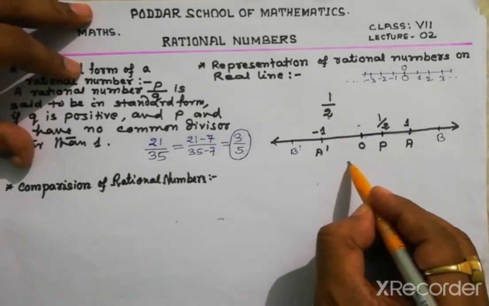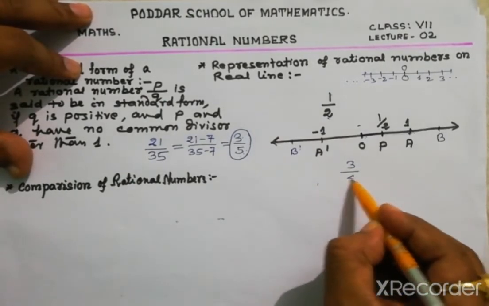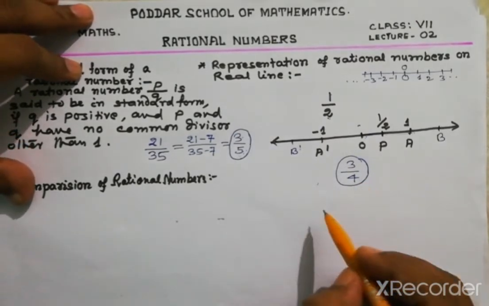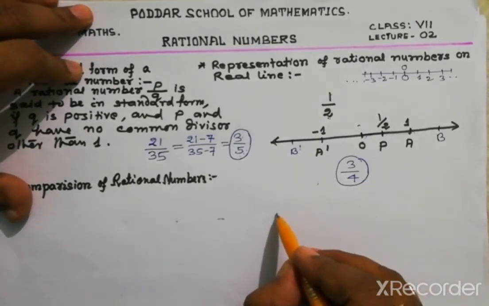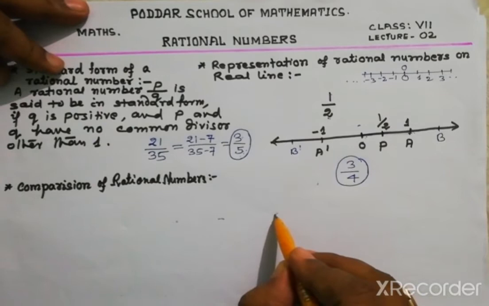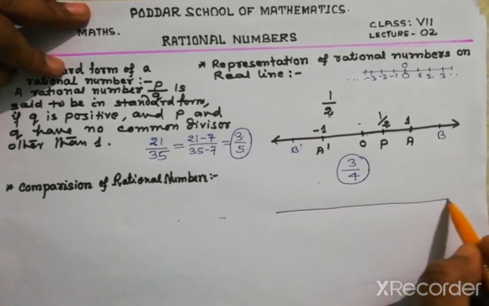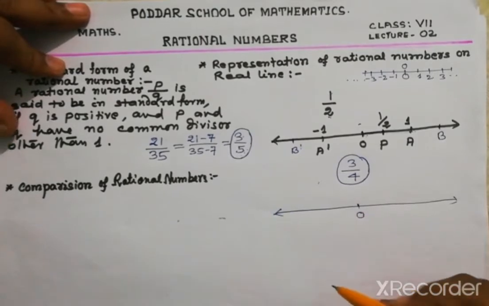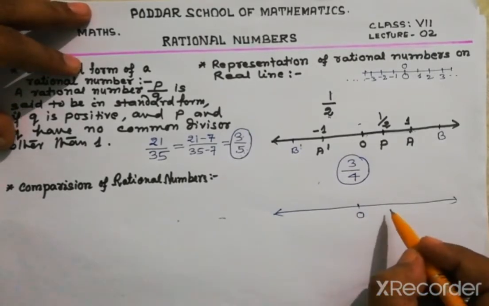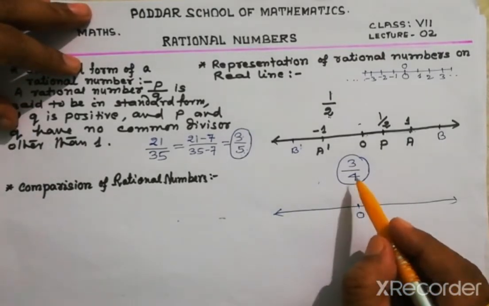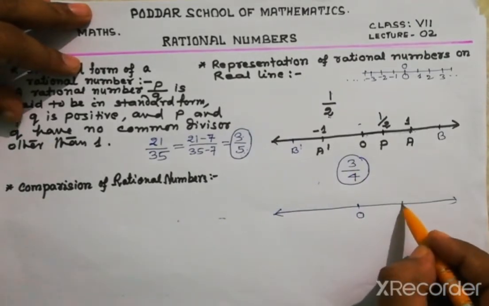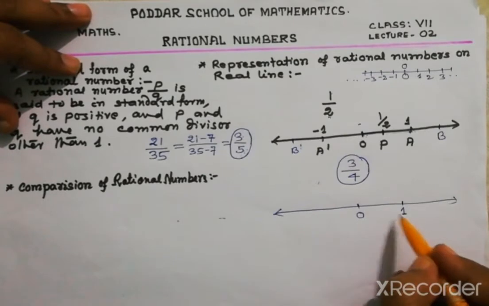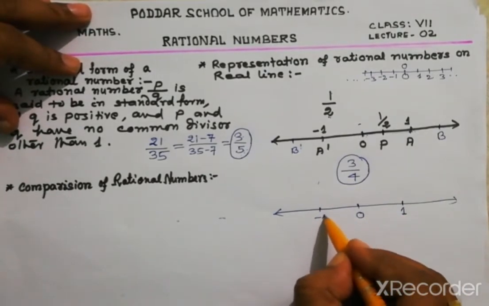Suppose 3 by 4 is a rational number given and we have to represent this rational number on the number line. So for this we draw a line and take 0 in the middle. Since the denominator is more than the numerator, we take only 1 unit here and on this side also to show.